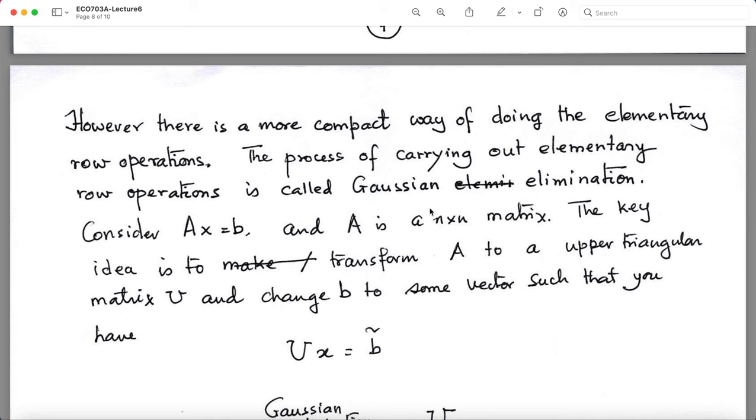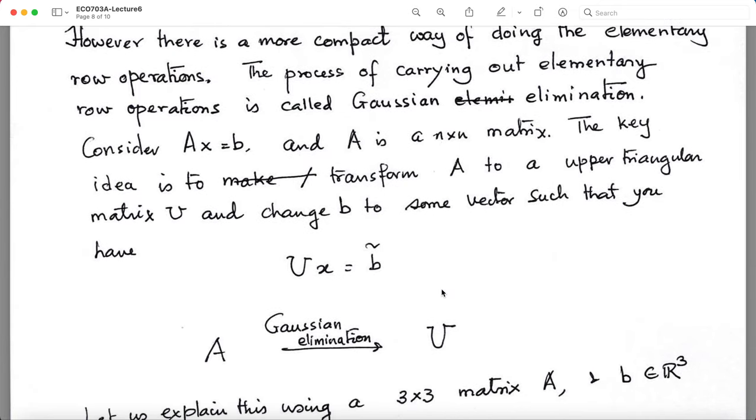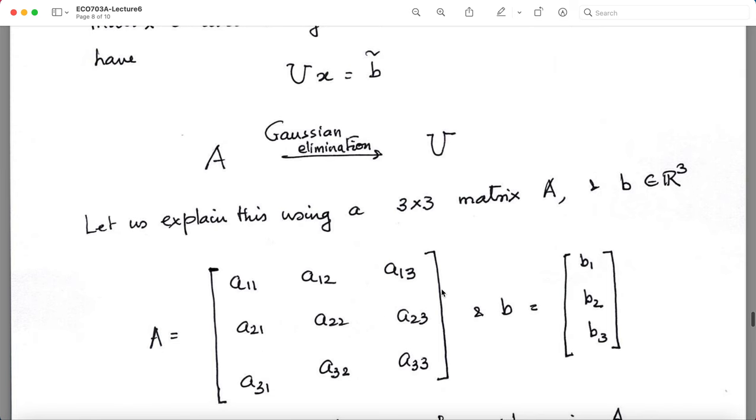Now, here may be a simpler or more compact way of doing elementary row operations. This process of doing elementary row operations often goes under the name Gaussian elimination. And here, let us show an example through a 3x3 matrix.